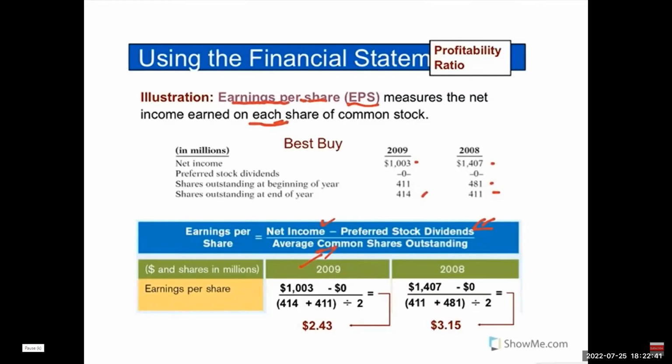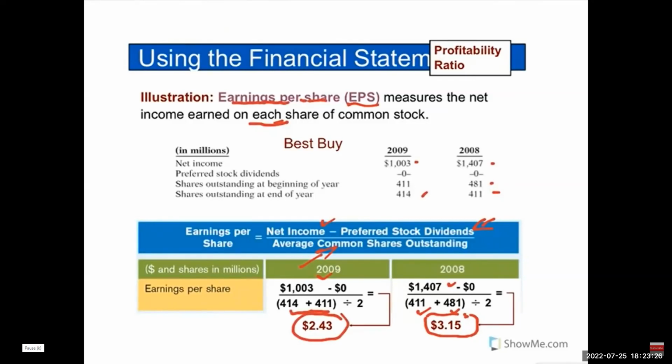So, in 2008, the net income was 1407, no preferred shares. The average shares at the beginning was 411, at the end 482, so we add those two together and divide by two. And we see that the EPS in 2008 was $3.15 for every common share that a shareholder would own. In 2009, again, earnings per share is the net income minus the preferred dividends over the average amount of outstanding shares. And the earnings per share in this case is $2.43. So you can see it went down considerably.